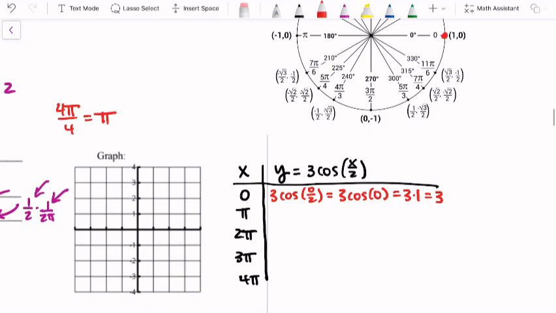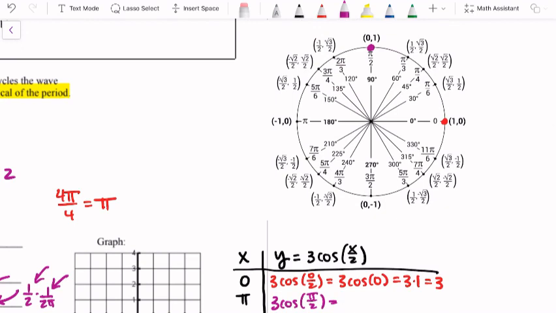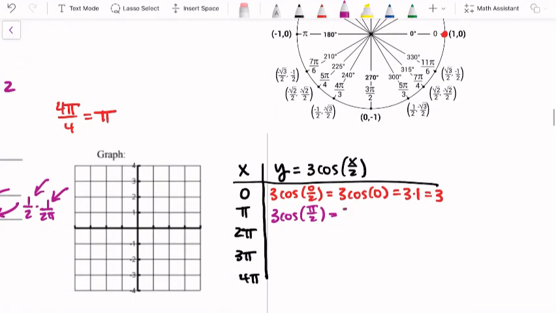Okay, same thing for pi. So now we're going to have 3 cosine of pi over 2. Well, pi over 2 using our unit circle is up here. What's our cosine value? It's 0. So 3 times 0 is 0. Okay, plugging in 2 pi, we're going to have 3 cosine of 2 pi over 2. That's going to be 3 cosine of pi. At pi, that's here. Our cosine value is -1. So 3 times -1 is -3.